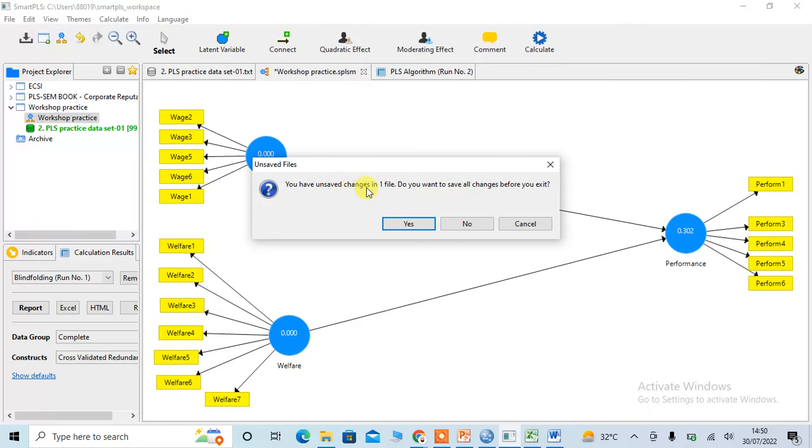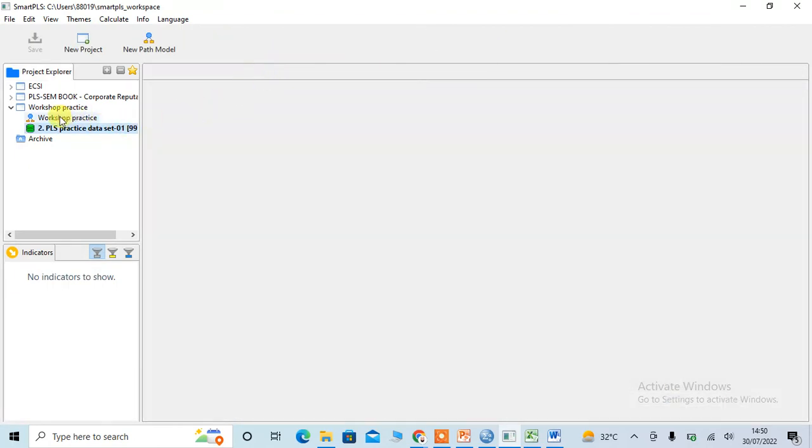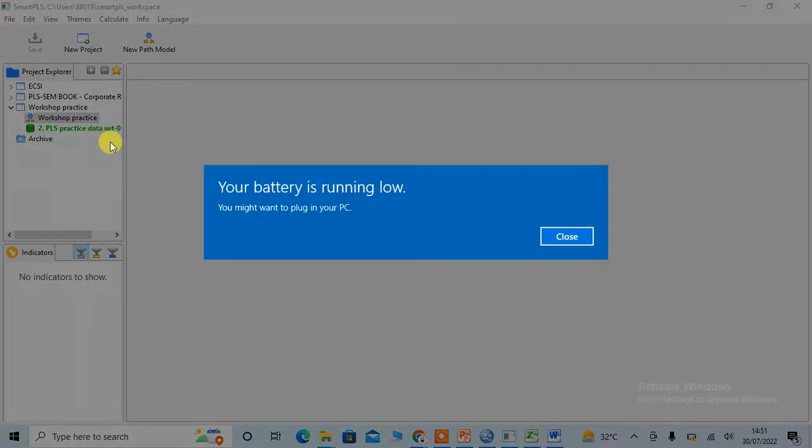You have unsaved changes in one file. Yes, you want to save it. Now you have saved it. What will we do? We have the workspace. Has everybody closed all the windows? Yes, sir. Okay. Now what will you do? You will click the right button over the workshop practice here, click on it and just copy.